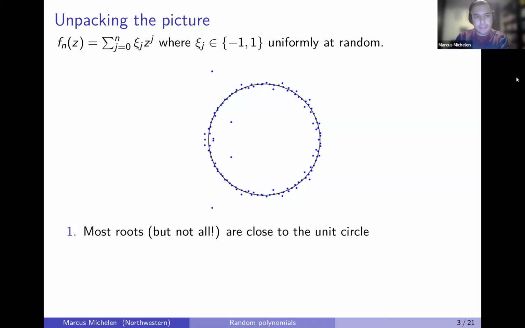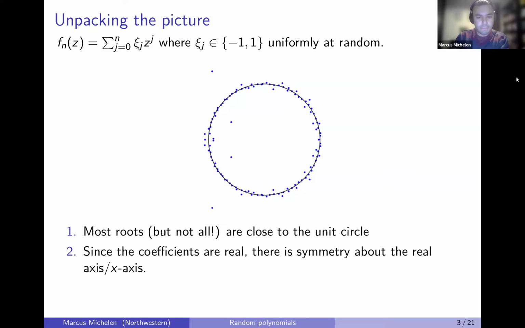So there are at least two other properties I want to point out here, which is my coefficients were real. So I have this nice symmetry, right? If I do complex conjugation, the upper half plane and the lower half plane give me the same thing. And in fact, I also have some real roots. Here I think I have two real roots, if you look carefully.